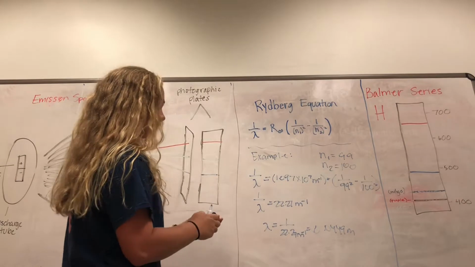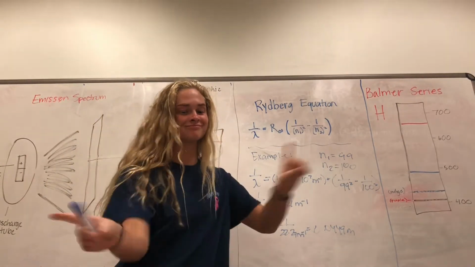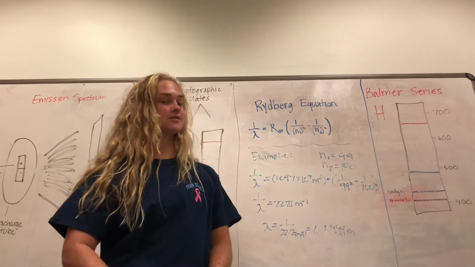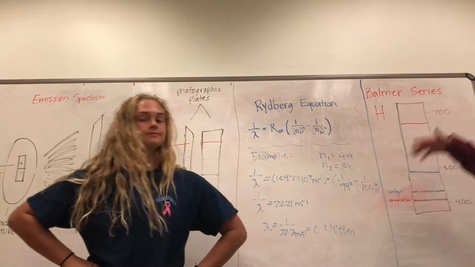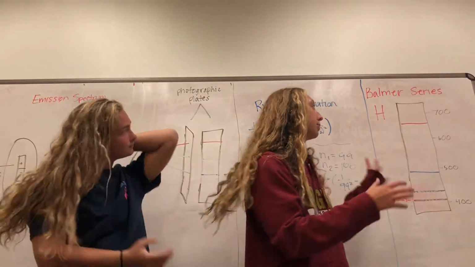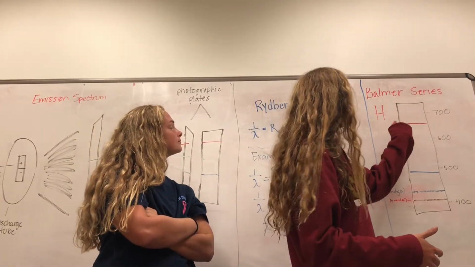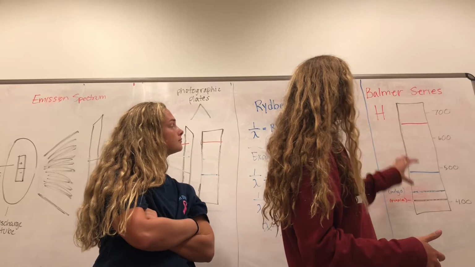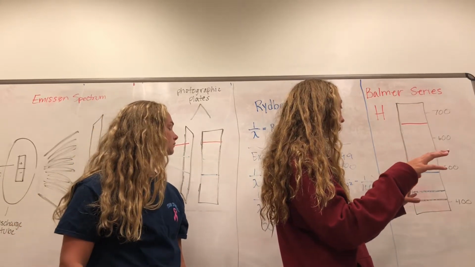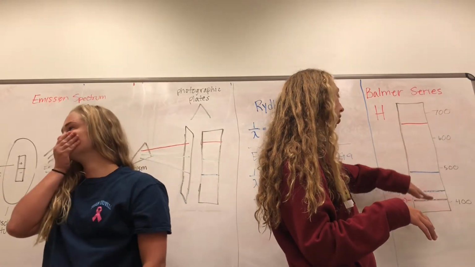The Rydberg equation not only calculates visible wavelengths, but those of all hydrogen's spectral lines. So now we'll talk about the Balmer series. The Balmer series is specifically for hydrogen, and it shows the 4 visible light colors, which are red, blue, indigo, and purple.